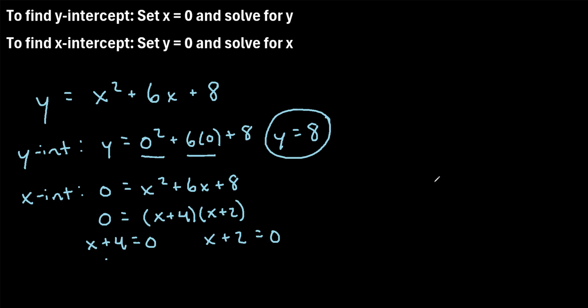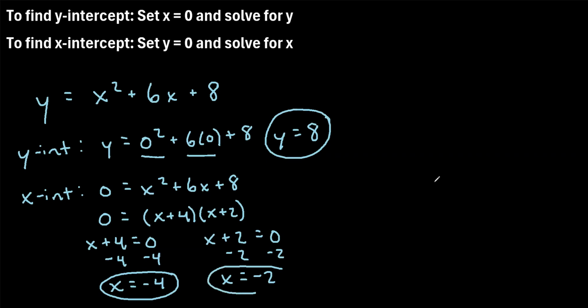So for this one, we can subtract a 4 from each side, and we'll find that x is equal to negative 4. So that's one answer. And on this one, we can subtract a 2 from each side, and we'll find that x is equal to 0 minus 2, which is negative 2. So it turns out there are two x-intercepts. So we found our y-intercept and we found both x-intercepts.